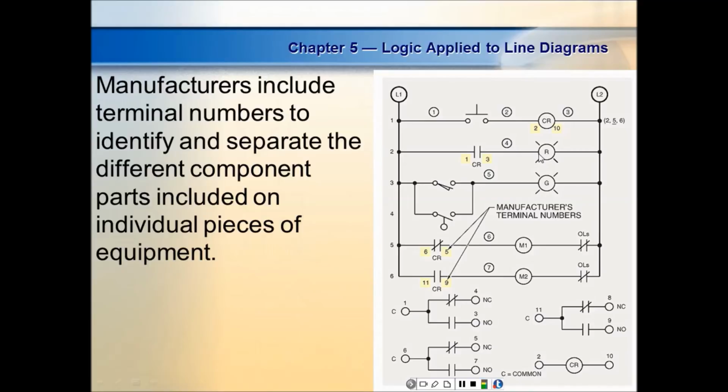You understand? So if you come up here and look at all the devices, the terminal boards have these manufacturer numbers on them. And the manufacturer numbers are what we use to wire these devices up.